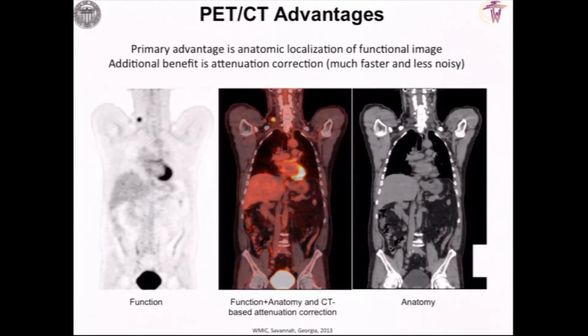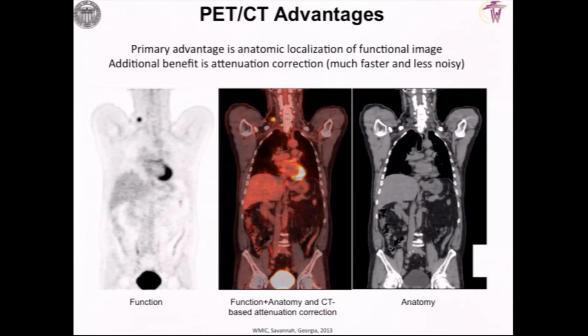Okay. And so what are the advantages of PET-CT? Well, the primary advantage, and the reason why it was first developed, is that it gives you anatomic localization of the functional image. Like this little hot spot here in the PET scan, it aligns really well to this little nodule here in the CT, and it gives you higher confidence in making the interpretation of the CT.